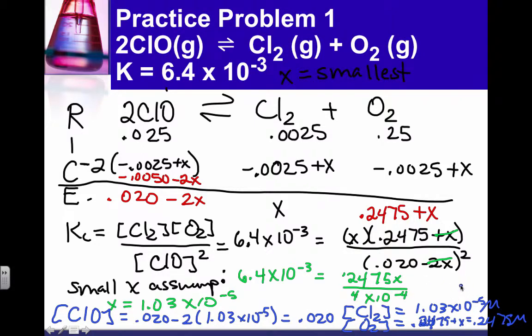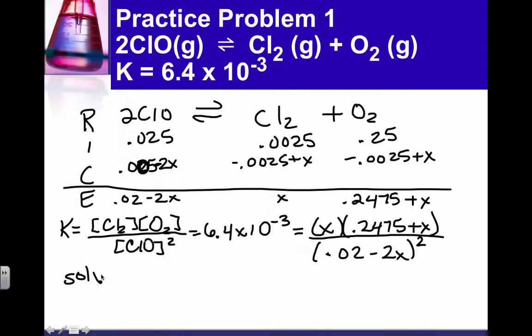Now what if we had used the solver? Let's give that a try. Okay, if we were going to use our solver to figure out the value of x, then I have to rearrange things so that I have 0 on one side. That means multiply the denominator across.